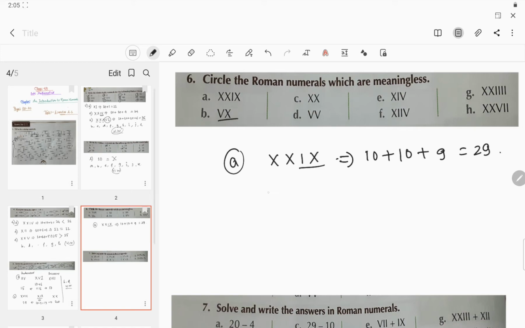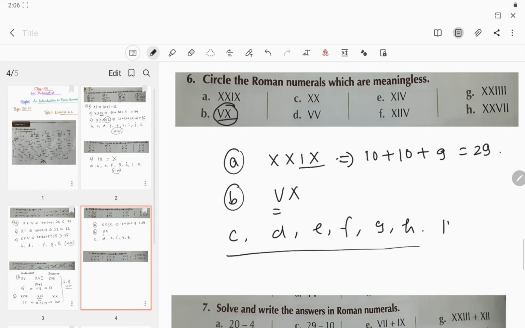Now B, VX. The V means 5. And V cannot be subtracted from X. So this is the wrong numeral. So this is meaningless. So you have to circle it. So you have to do this in this way. So C, D, E, F, G, H, all sums are your HW.